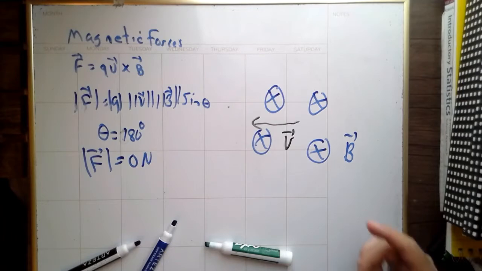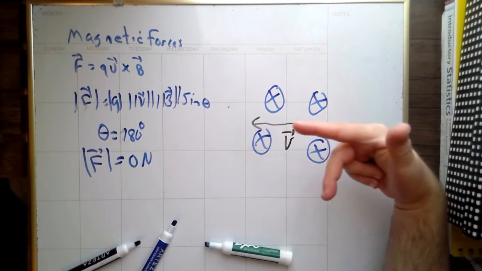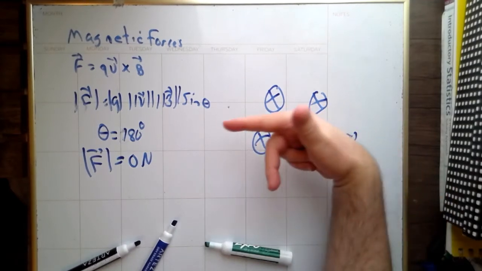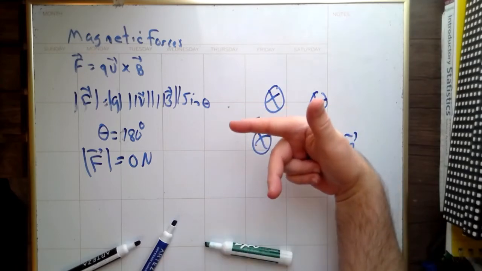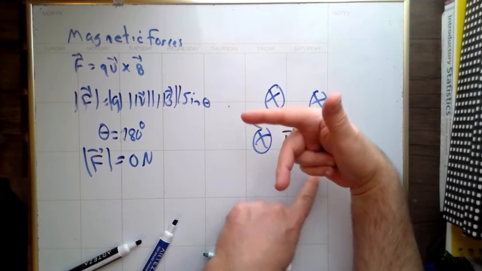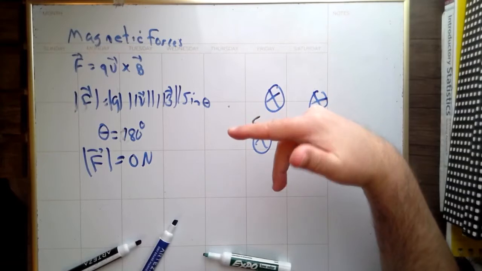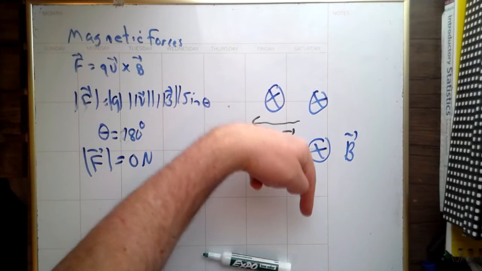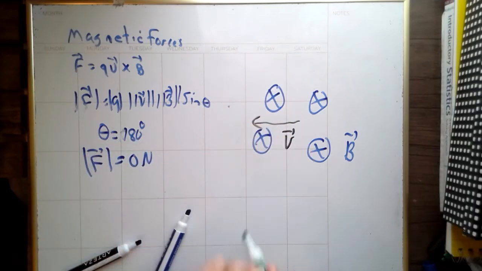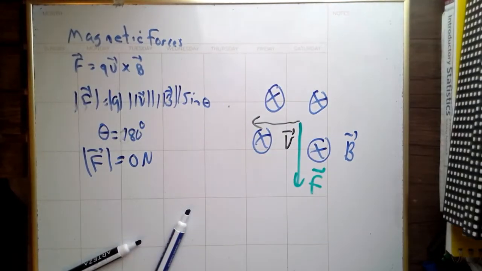Okay, hopefully you've done that. So V, B, F. Point my pointer finger in the direction of V, and then I've got to rotate my hand around, trying to get my middle finger to line up with B. B is pointing into the screen. So V. Oh, there we go. Now we're lined up. There's B. My thumb points down. There would be F.